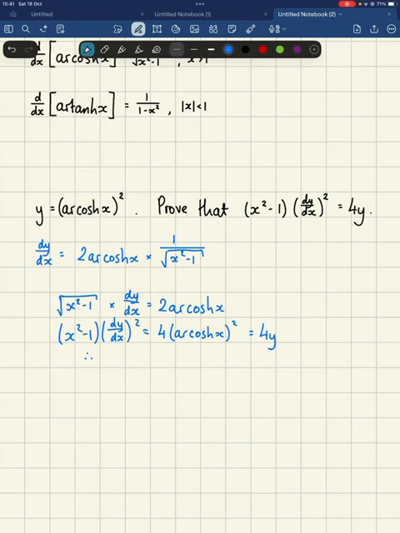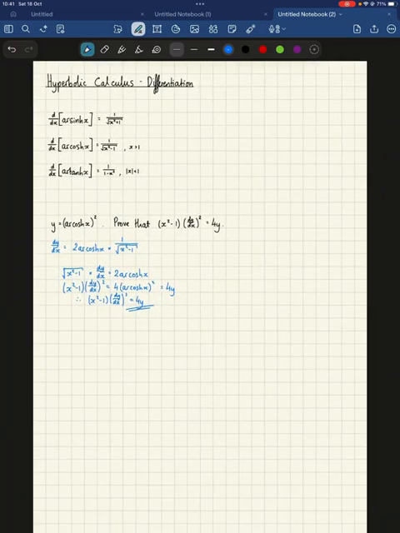Therefore, x squared minus 1 multiplied by dy by dx all squared is equal to 4y. There, we got that right. So that is pretty much it now for differentiation. Now we'll go on to integration.